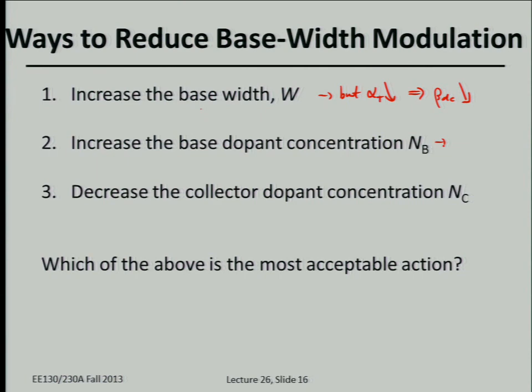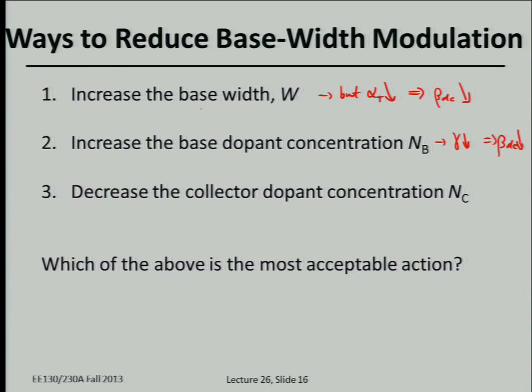Beta, yes, you're right, beta goes down, but now why? Which one of these factors? Gamma, right? So the gamma goes down. If you dope the base more heavily, then you have more carriers injected from the base into the emitter when you forward bias the emitter junction. So gamma, the emitter efficiency, goes down, and that causes current gain to go down.